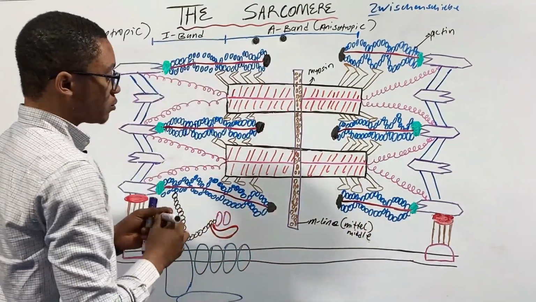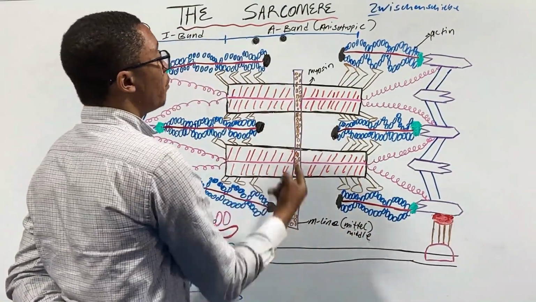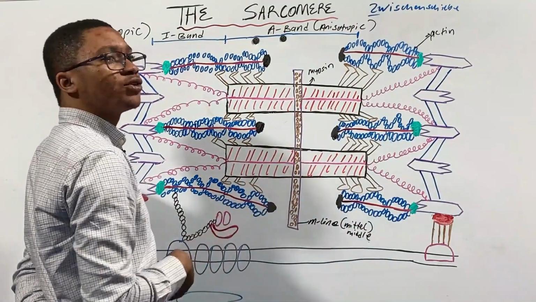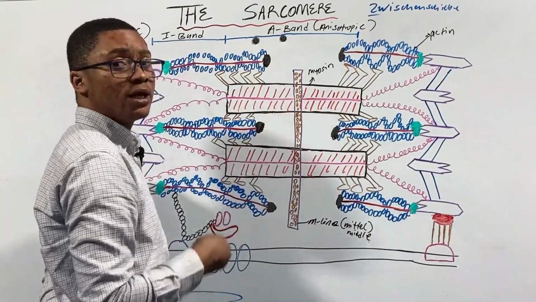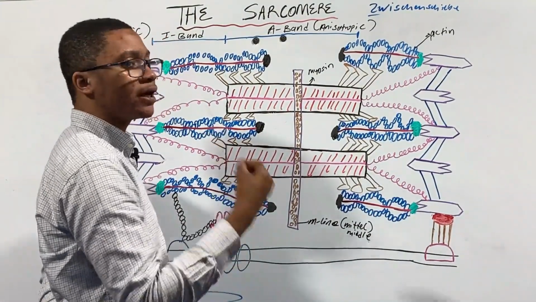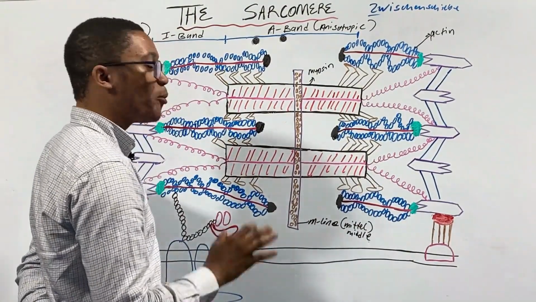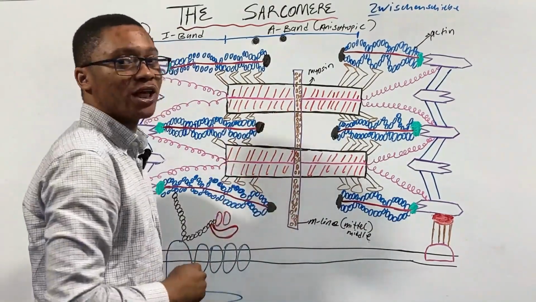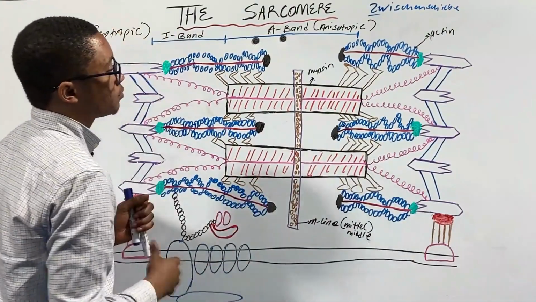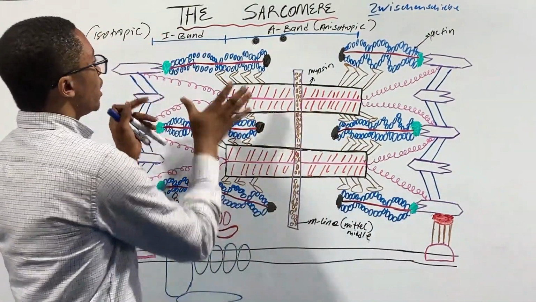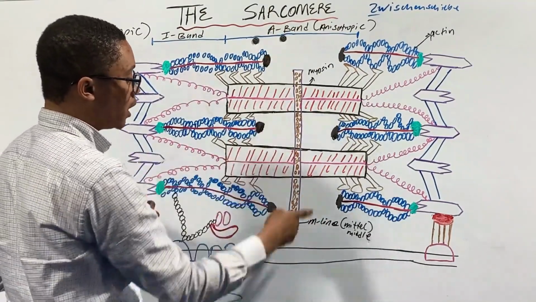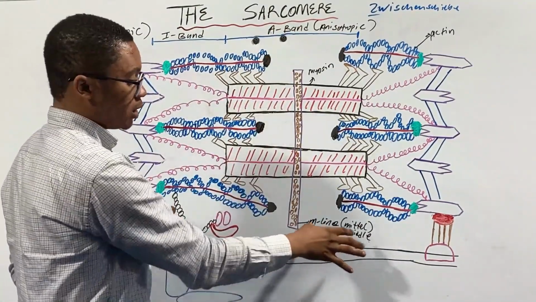Now, looking at this M line, you find there are some other brown structures I drew inside it. These are the M line proteins. I'll be coming back to these M line proteins later on, they are very important. Now we've talked about the I band, the A band, and the M line, which is the middle.